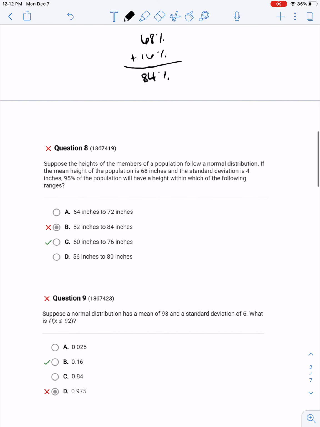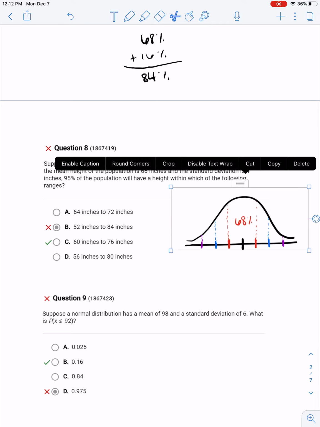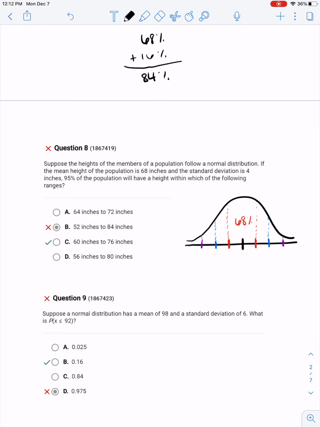All right, next one. Suppose the heights of the members of a population follow a normal distribution. If the mean height of the population is 68 inches and the standard deviation is 4 inches, 95% of the population will have a height within which of the following ranges? Okay, so this is similar to what we did before. It's just using a different percentage now, 95 instead of 99.7.